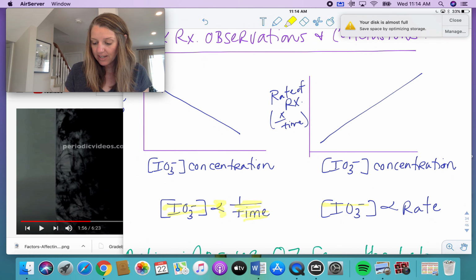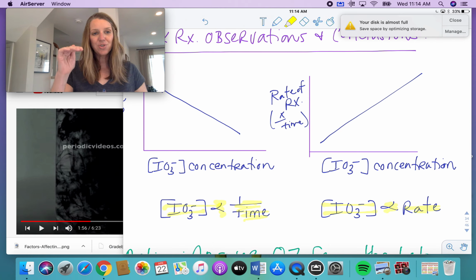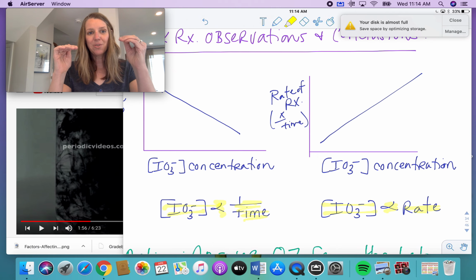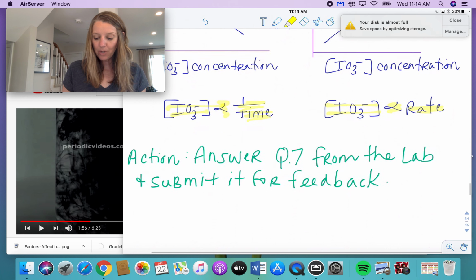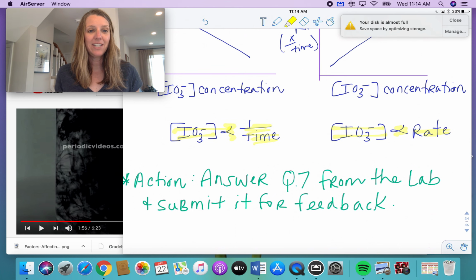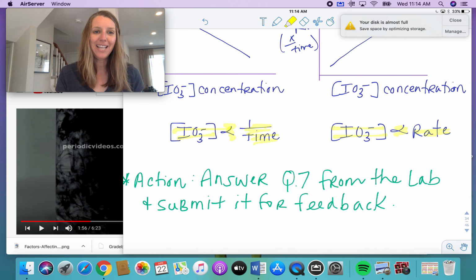Okay, and what do you see? How do you summarize that? The concentration of the iodide is directly related to rate. So as the concentration of the iodide goes up, the rate of the reaction goes up as well. Okay, so that's it from that lab. And what I want you to do is answer question number 7, and if you could submit that. So basically it's explaining this lab at the molecular level.